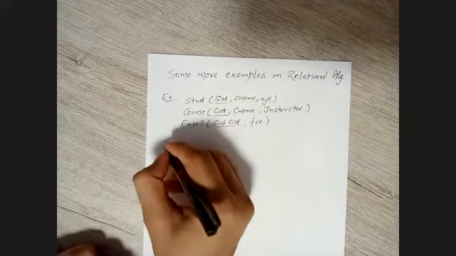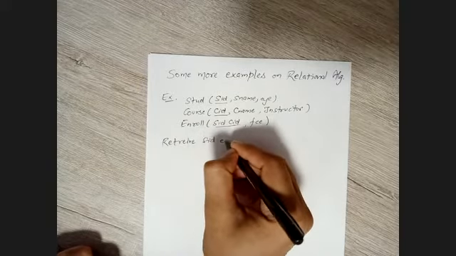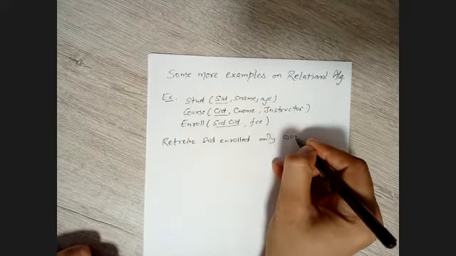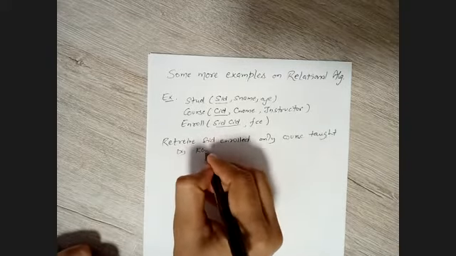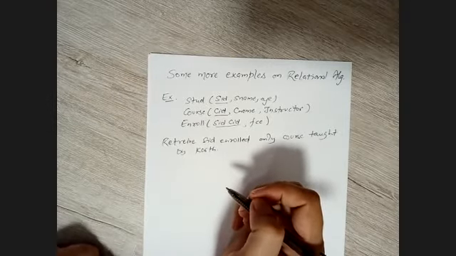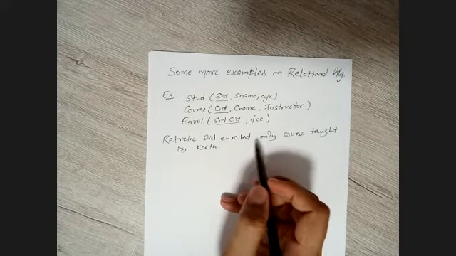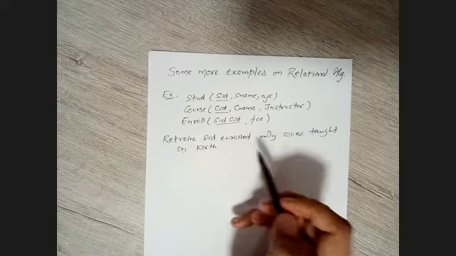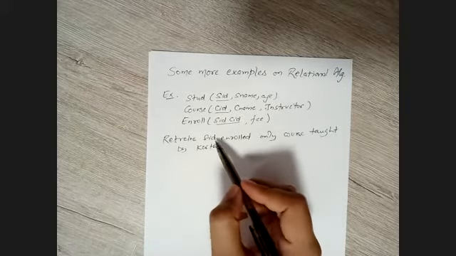The question is, we need to retrieve SIDs enrolled only in courses taught by, let's say, Koth or Navath, it can be any. Let's consider Koth as the instructor. Right. So we are required to retrieve the SIDs of those students which are enrolled in the course taught by Koth, the instructor. So basically, we need to retrieve SIDs here.